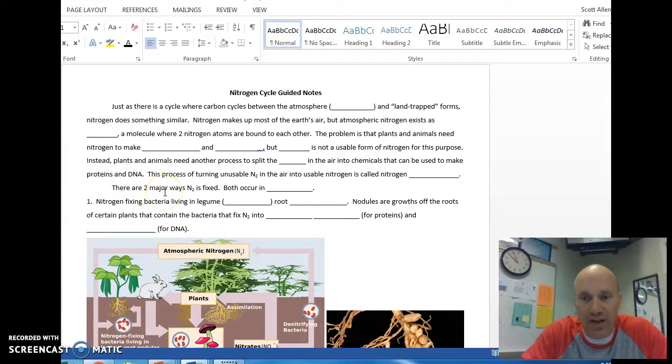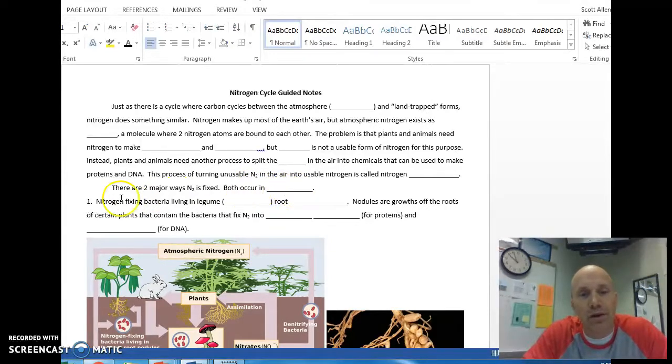So essentially, whenever you fix nitrogen, that's a way of saying you're taking the N2 in the air and turning it into a chemical that's got nitrogen that we can use. All right. So there's two major ways that N2 is fixed. All right. And both of these are going to occur in the soil.